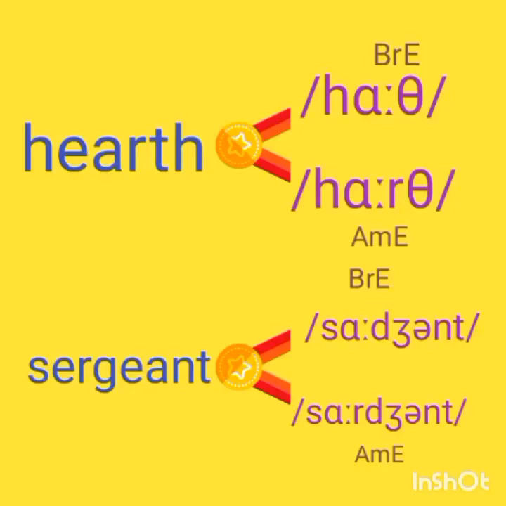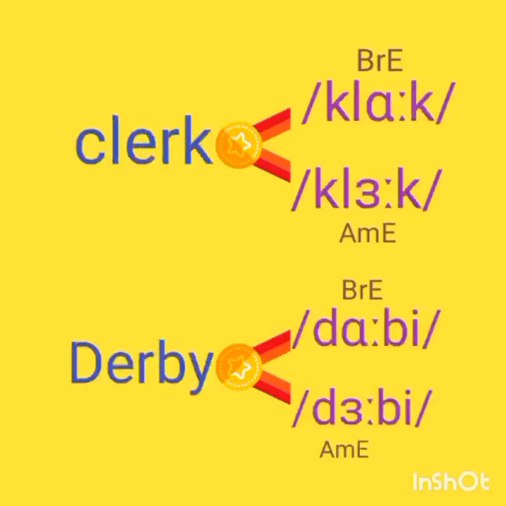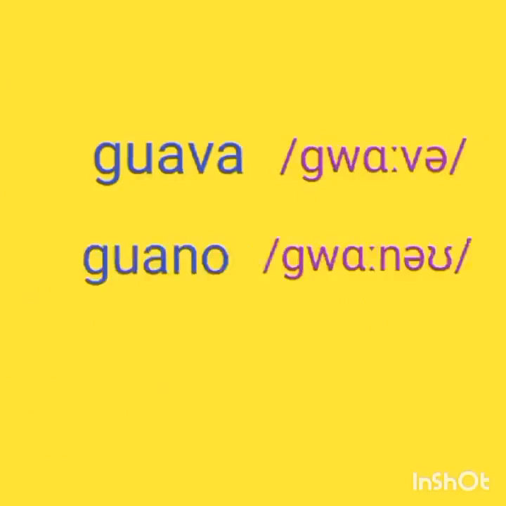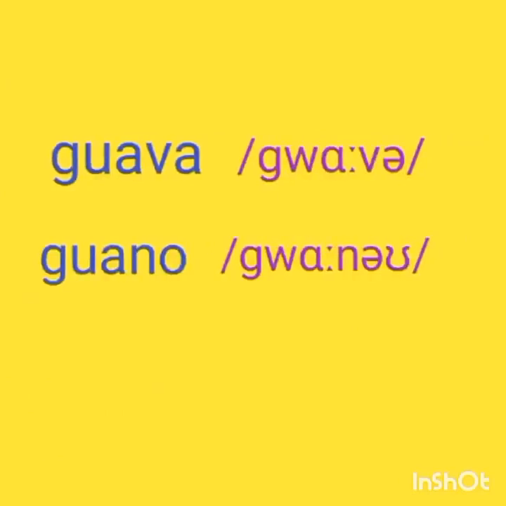Good. But the word clerk in British English is pronounced clerk in American English. Again, clerk in British English, but clerk in American English. Also, this word derby in British English is pronounced derby in American English. These two words are pronounced guava and guano in British and American English.